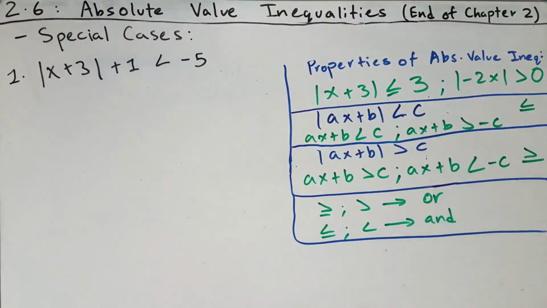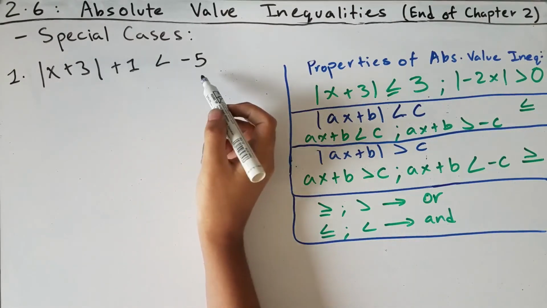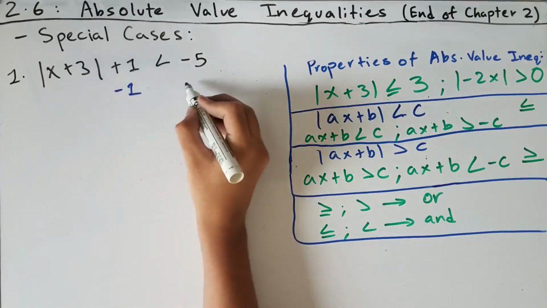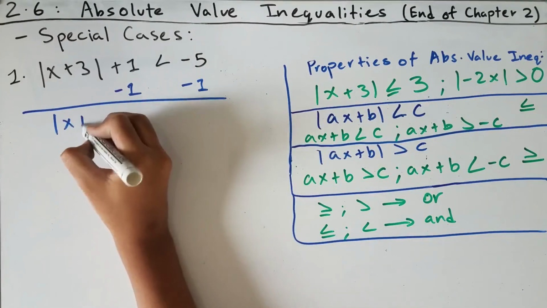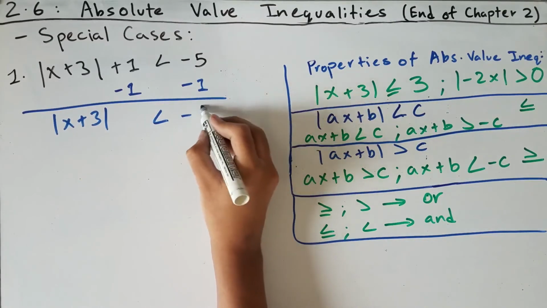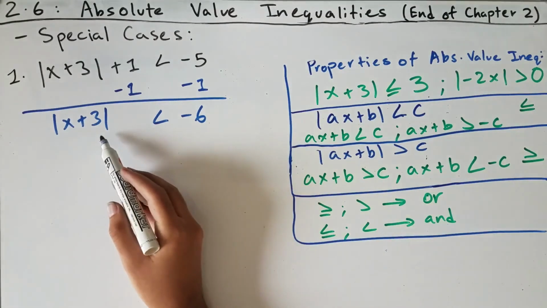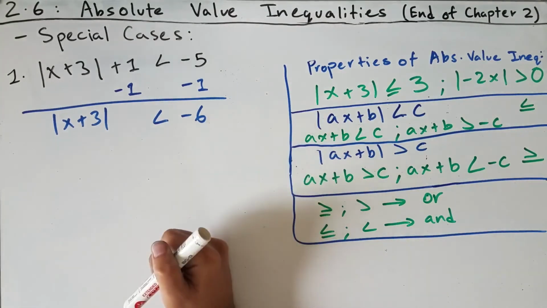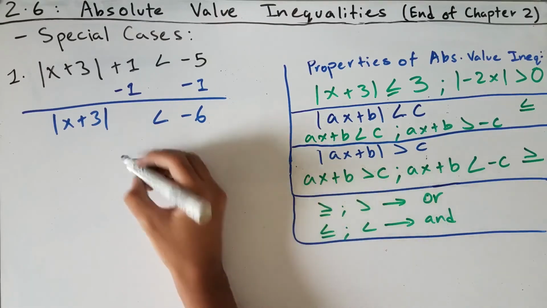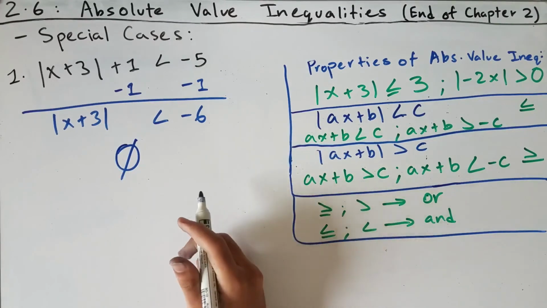In this inequality, we're given that the absolute value of x plus 3, plus 1, is less than negative 5. So I can subtract 1 from each side of the inequality, and by doing so, we're left with the absolute value of x plus 3 is less than negative 5 minus 1, which gives us negative 6. Well, here I see that I can't have an absolute value that is less than some negative number. In fact, an absolute value cannot be a negative number, so there's no solution to this inequality. And if you graph it on a number line, you'd plot nothing on the number line.